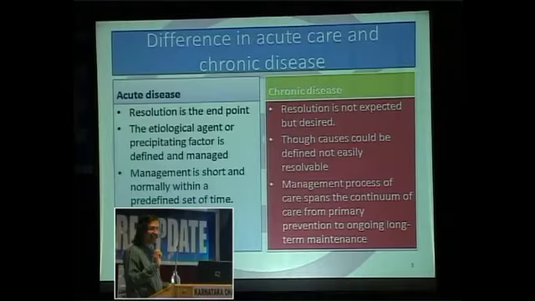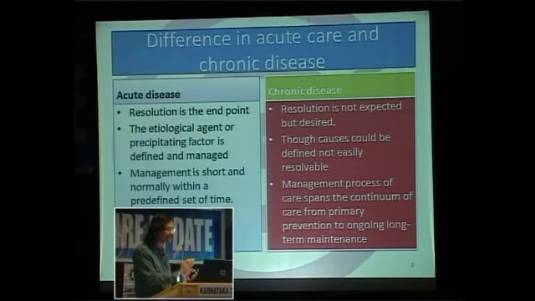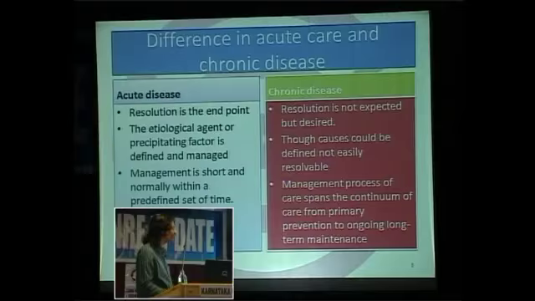And as it is in acute disease, treatment is short and normally within a predefined set time. So usually it ends by a week, 2 weeks, a month, or a month and a half, or 6 months if it happens to be tuberculosis. You have a predefined set of time. But when it comes to chronic disease, the management process is a continuum. It is almost throughout the life, and whether he has symptoms or not, he needs to be monitored for the disease process through his life.